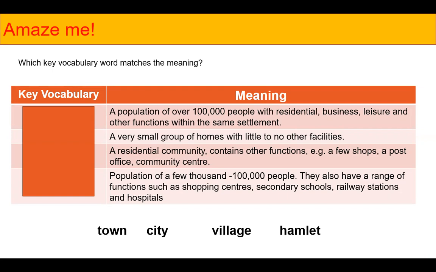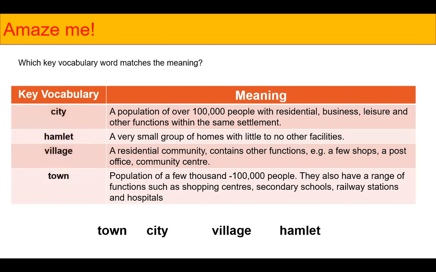Okay, the answers are: first one, a city has a population of over 100,000 people with residential, businesses, leisure, and other functions within the same settlement. A hamlet is a small group of homes with little or no facilities. A village is a residential community containing other functions with shops, post office, and community centre. And a town has a population of a few thousand to 100,000 people, and they also have a range of facilities and functions such as shopping centres, schools, railway stations, and hospitals.